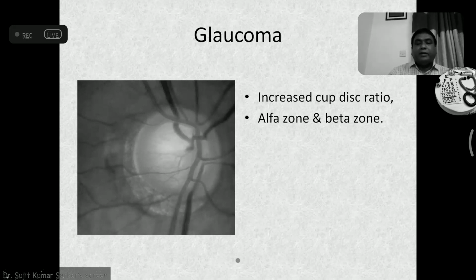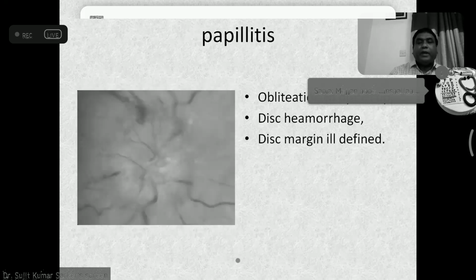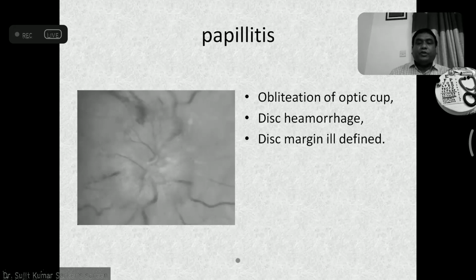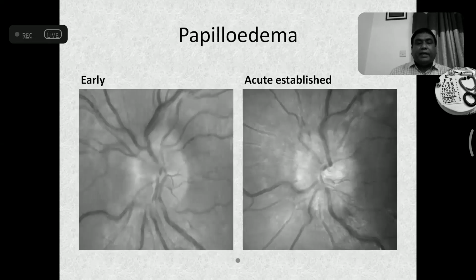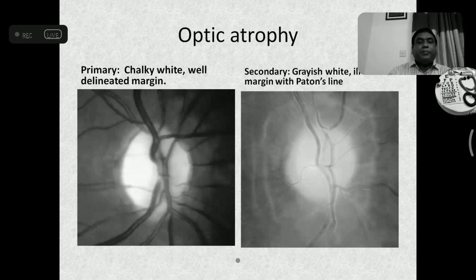This is the papillitis. Here, obliteration of the optic cup, and the margin is ill-defined. And here is the picture of papilloedema, and this is the picture of optic atrophy. Here, chalky white color and the margin is well delineated, and there is grayish white color and the margin is ill-defined.